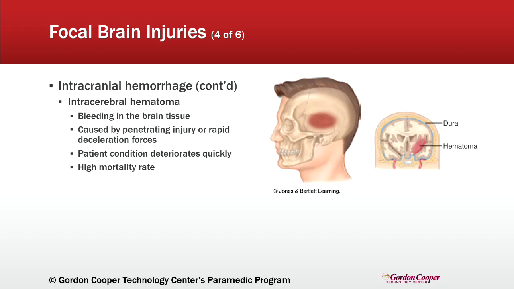An intracerebral hematoma is a bleed that occurs directly within the brain tissue itself. It's the result of either a penetrating head injury or rapid deceleration forces. Many of these hemorrhages are associated with other brain injuries, such as diffuse axonal injuries. A patient's condition with an intracerebral hematoma can deteriorate very quickly. Even with surgery, this type of injury has a high mortality rate.